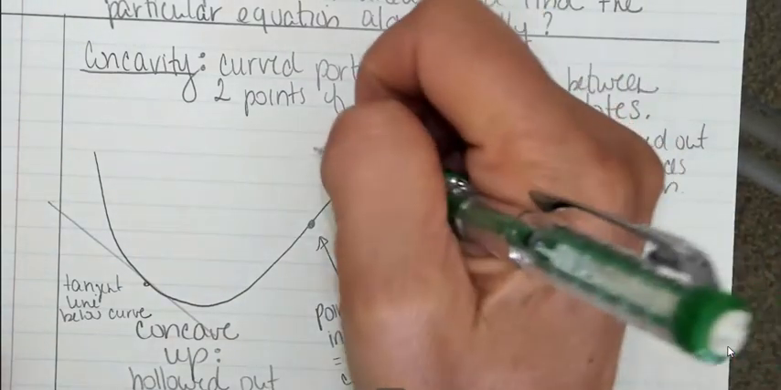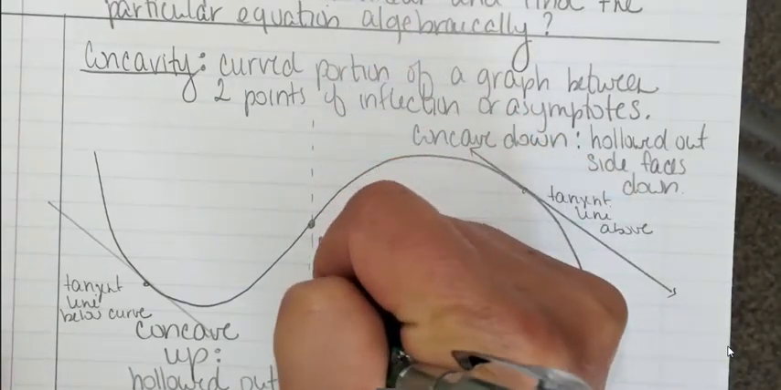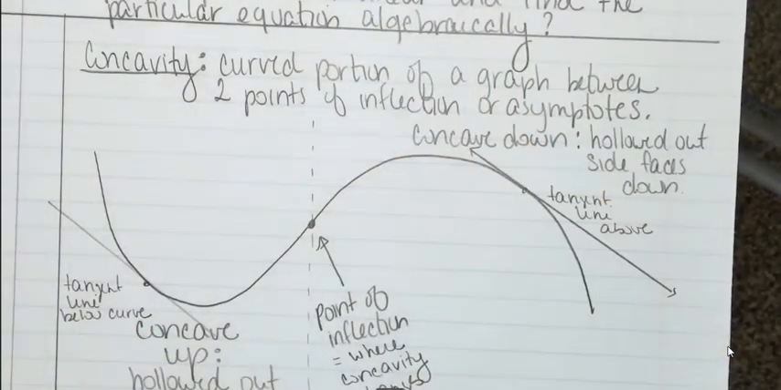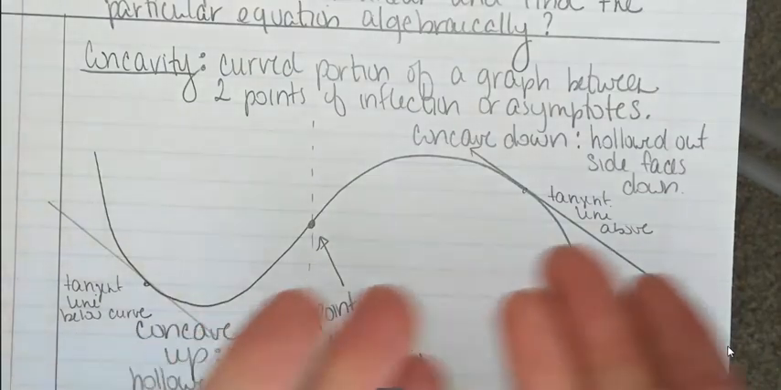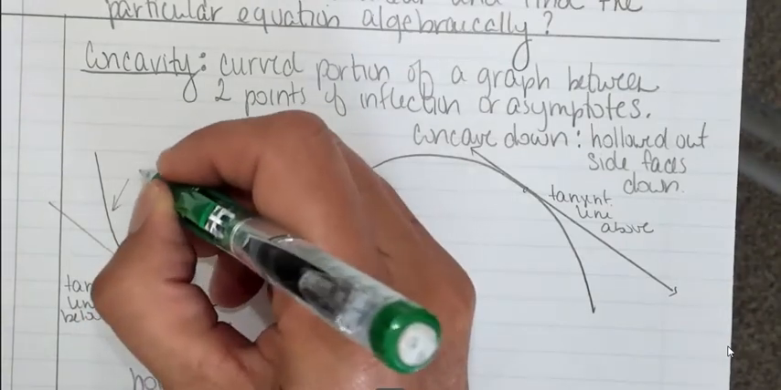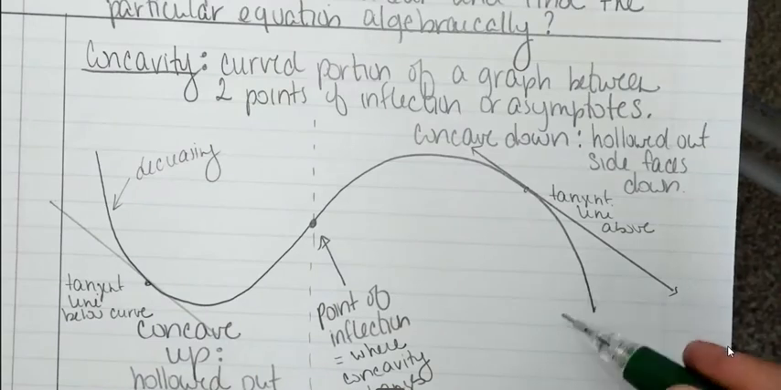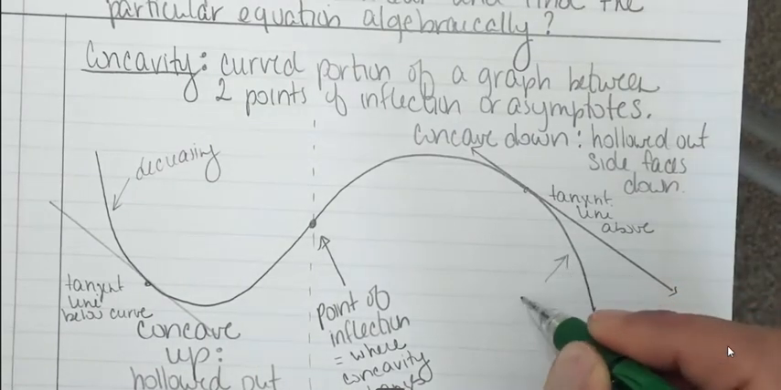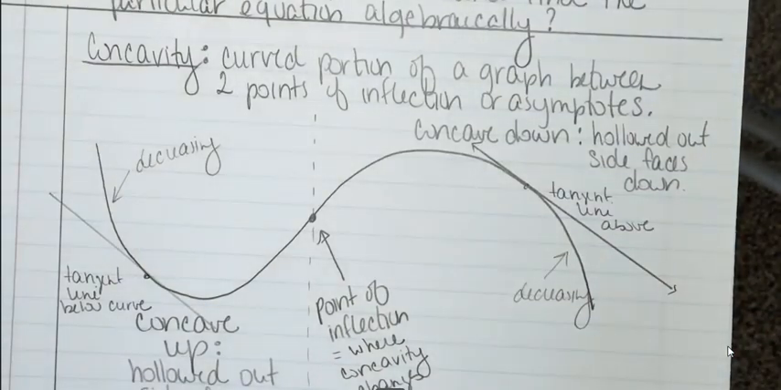Remember, this point of inflection is where the graph changes from concave up to concave down. So I'm going to draw a little divider there. And you can see that on both sides, whether it's concave up or concave down, the graph is decreasing, like here, but it's also decreasing over here, right? So concavity has nothing to do with whether or not the graph is decreasing.